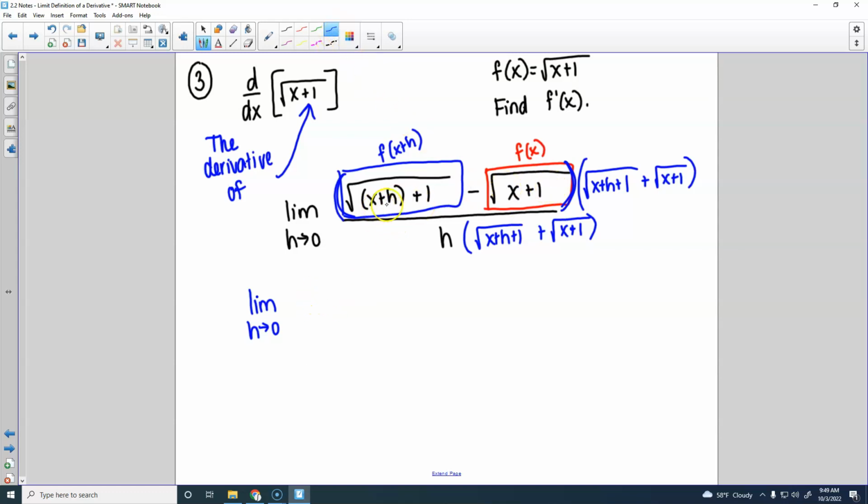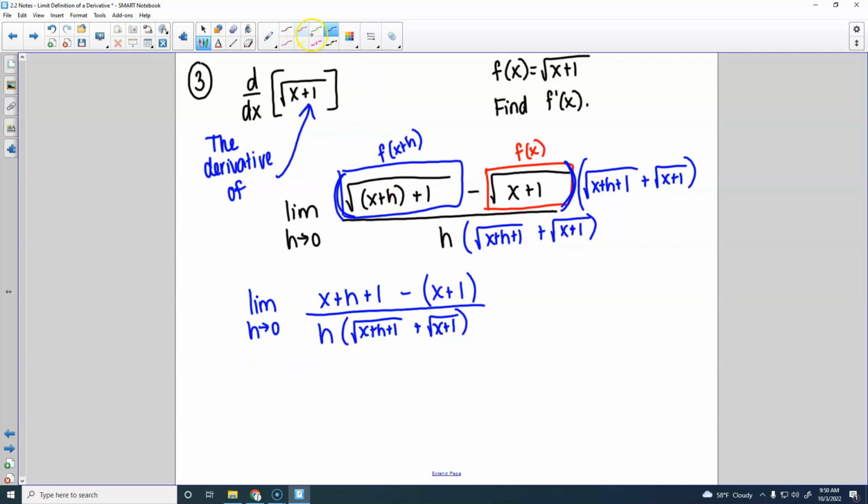So when I do square root of x plus h plus 1 times square root of x plus h plus 1, I just get x plus h plus 1. And then middle terms will cancel. That's why we use the conjugate. And then I get minus x plus 1. But this is wrong, right here, what I've written. What do I need? I've got to have parentheses right there. So you either have to put the parentheses or you have to go ahead and distribute that negative. And right here, make sure you put parentheses. It's h times x plus h plus 1 plus square root of x plus 1. Without the parentheses, that is incorrect.